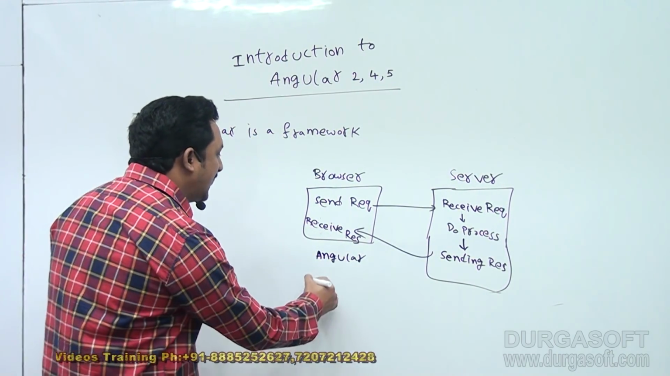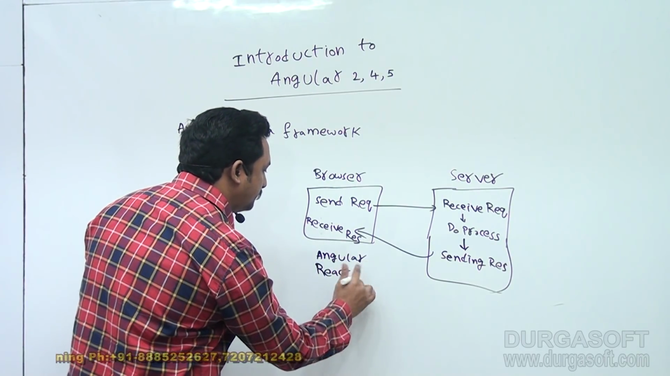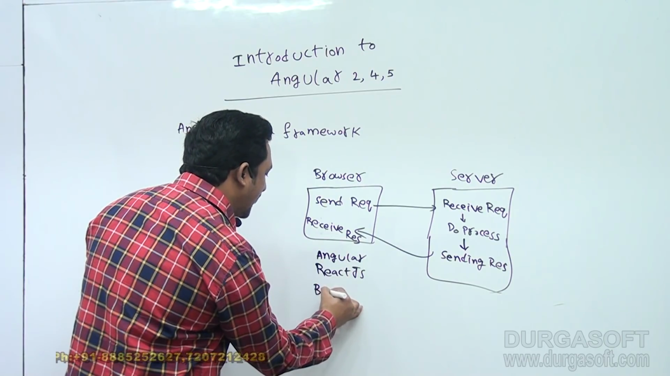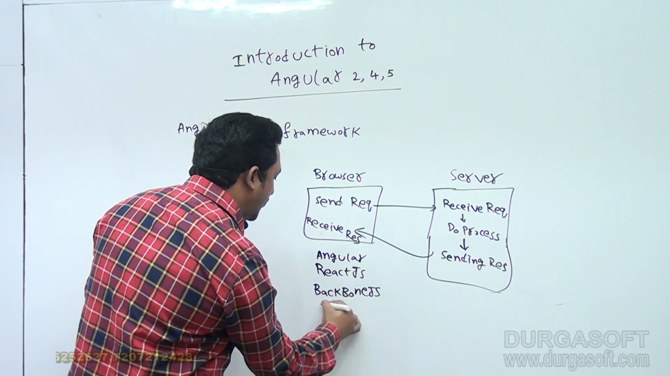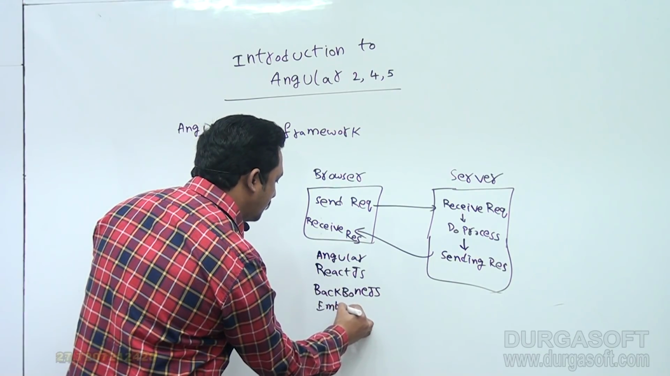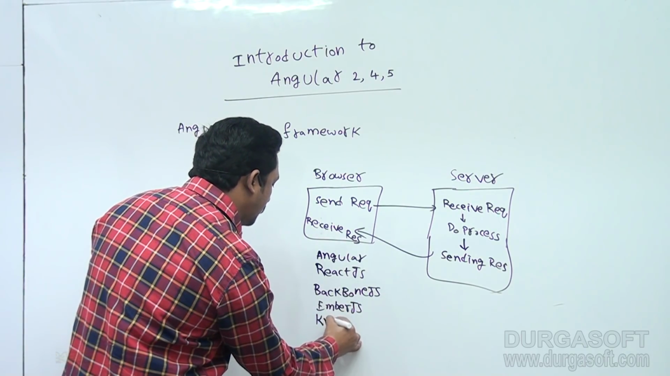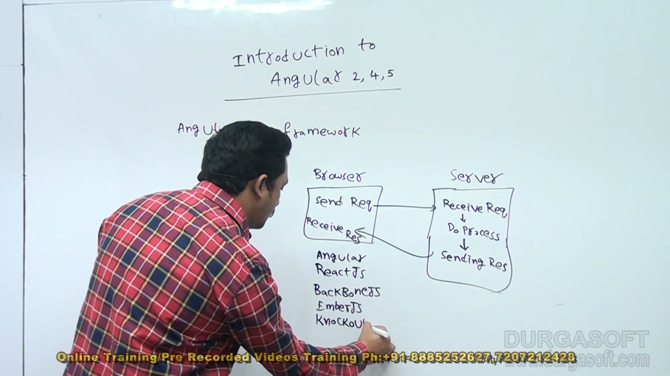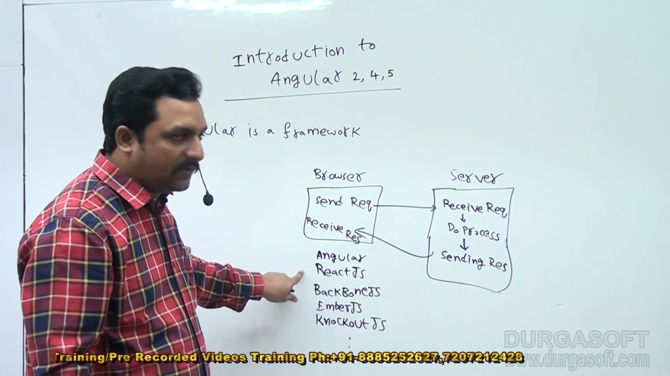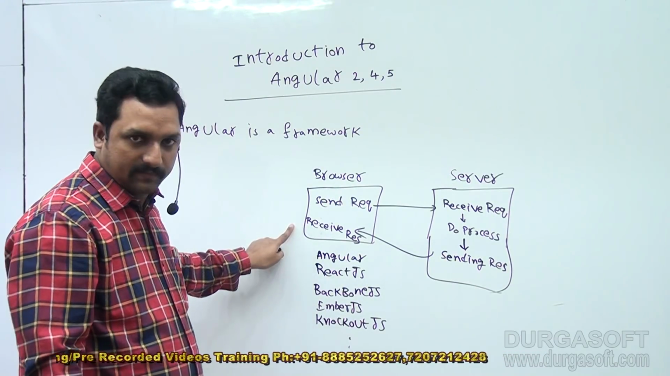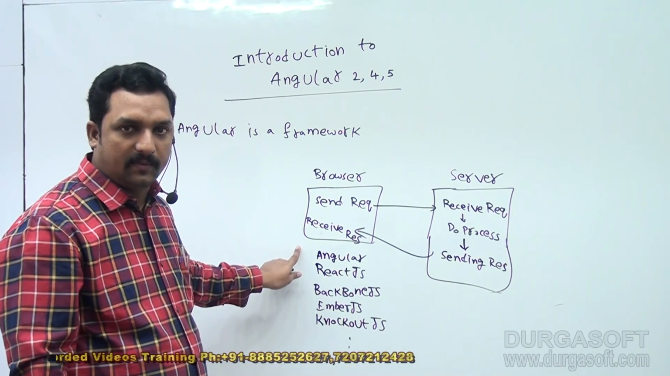What are they? React.js is also available. Backbone.js is available. Ember.js is available. Node.js is available. These are some examples of client-side frameworks that execute on the browser and manage the user interface and the complete code of the client-side program.